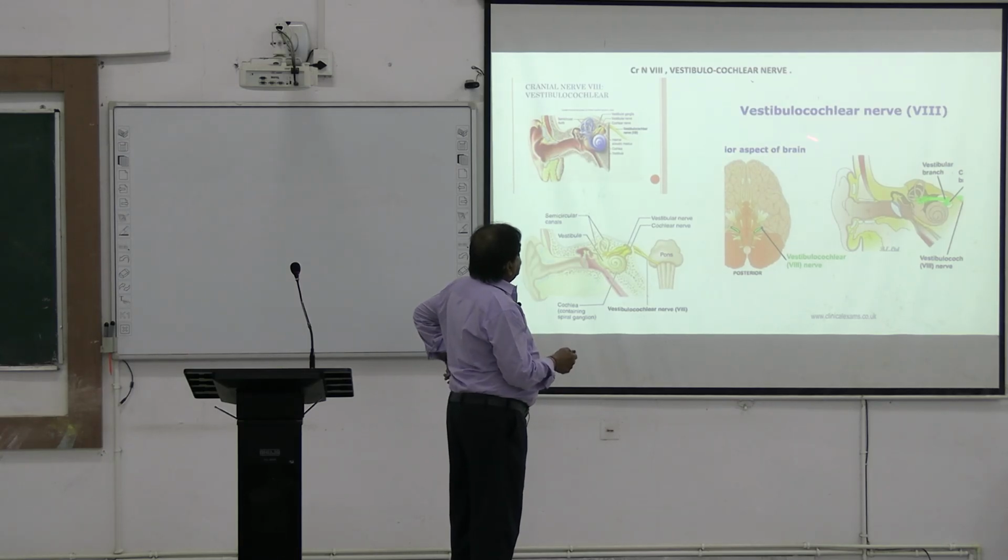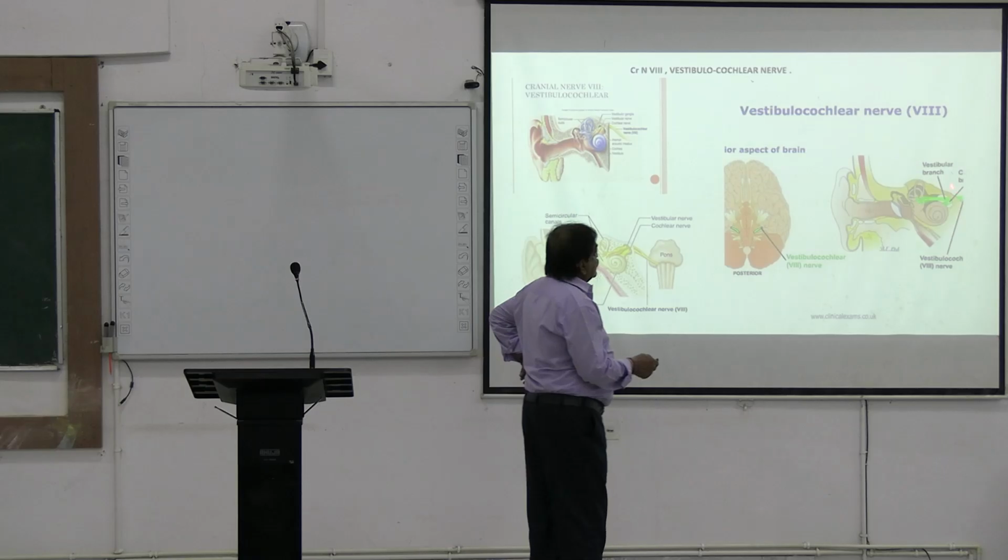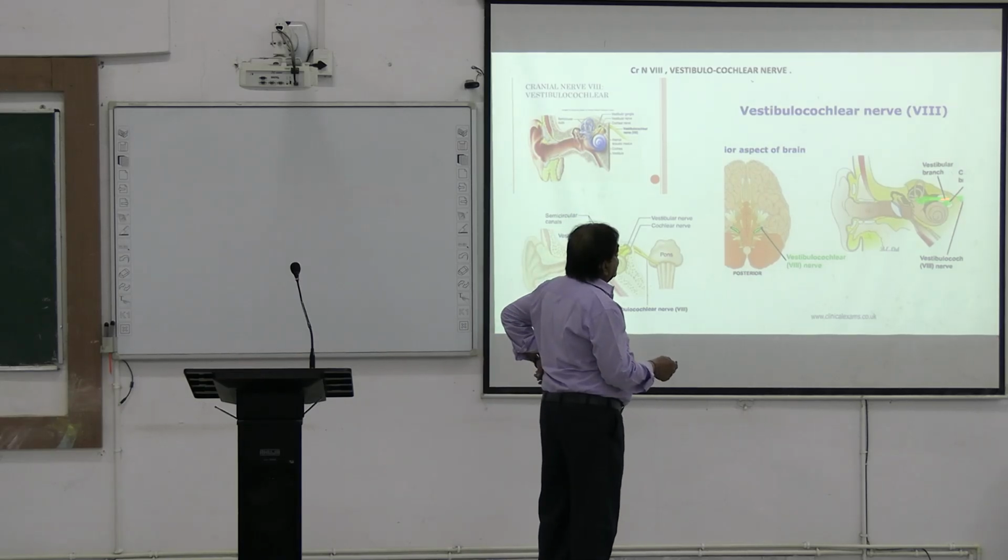The inferior aspect of the brain, the vestibulocochlear nerve in green, the posterior part, the vestibular branch in green, vestibulocochlear nerve.